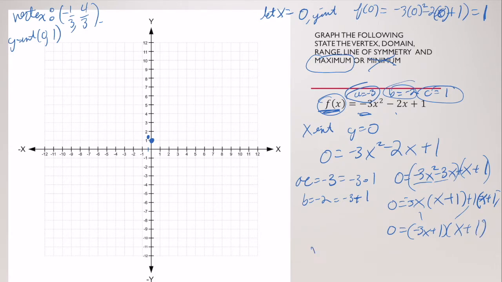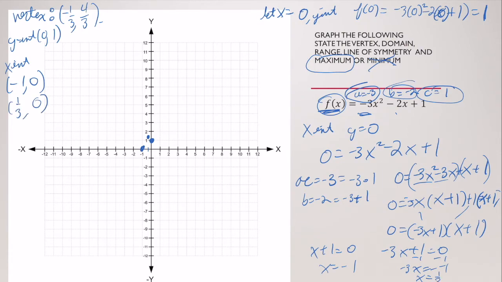So x plus 1 is 0, so x is negative 1. That means one x-intercept is when x is negative 1 and y is 0. Our other x-intercept is negative 3x plus 1 is 0, and we solve for x. I subtract 1 from both sides. Negative 3x is negative 1, so x is 1/3. So when x is 1/3, y is 0. So we found our x-intercepts.